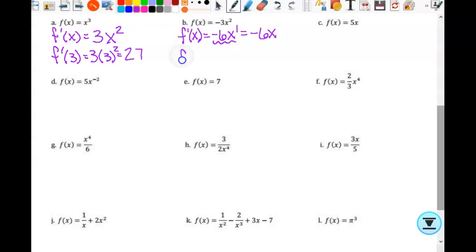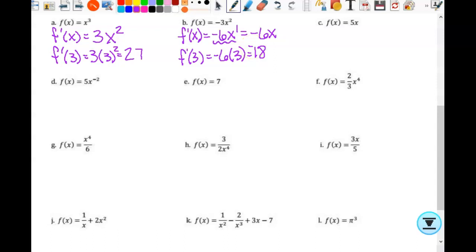So really, negative 6x. You would not have to write this step, but I want to make sure that you understand where everything's coming from. So then I want f prime of 3. So that's equal to negative 6 times 3, which is negative 18.